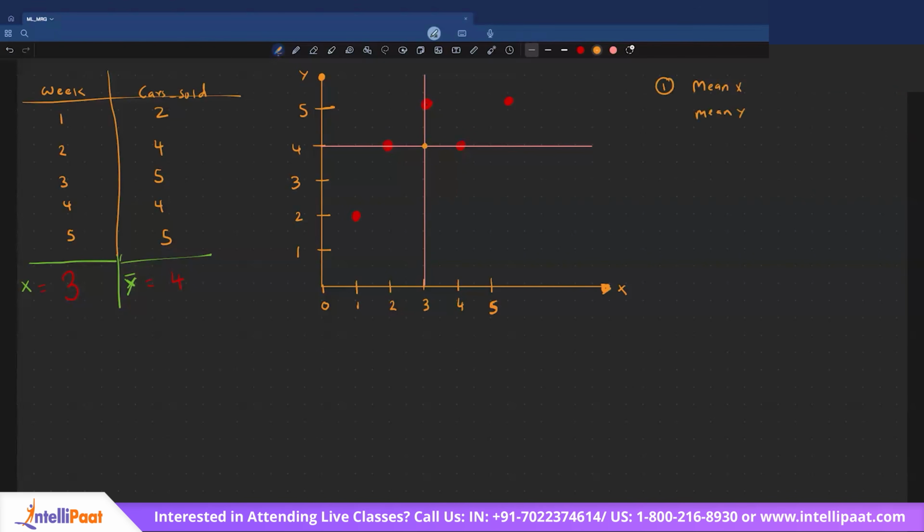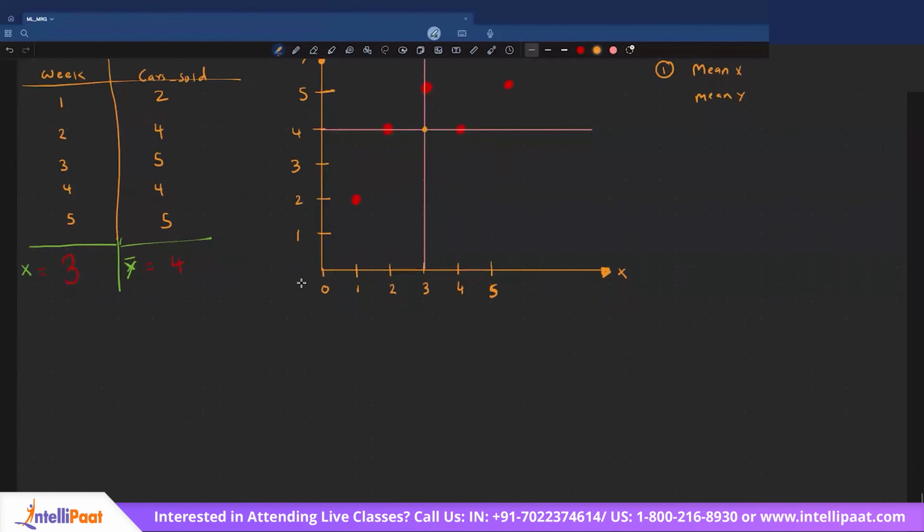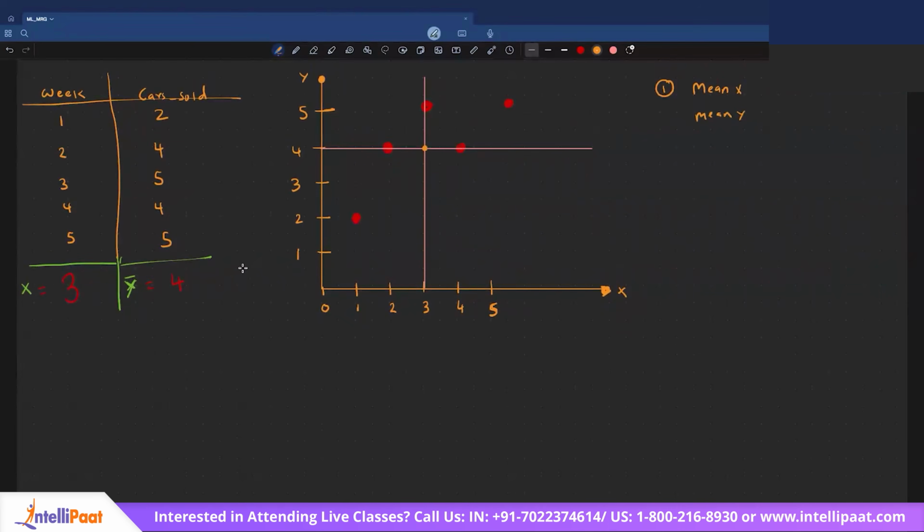Okay. Now, what you need to do is this. Okay. Your week data, I'm going to take it as x. So what is the x data that has been given to me? 1, 2, 3, 4, and 5. Everybody agrees this is my x-axis data? Very good. What is the y data? It is 2, 4, 5, 4, and 5. Okay. This is my x-axis data and this is my y-axis data.